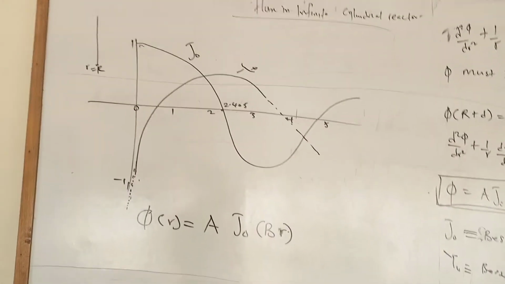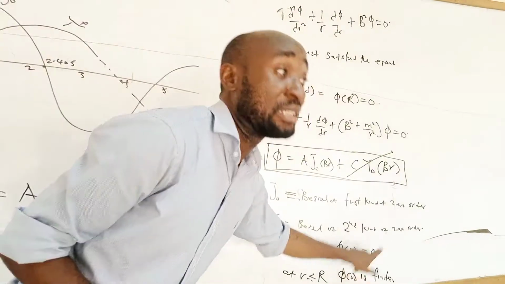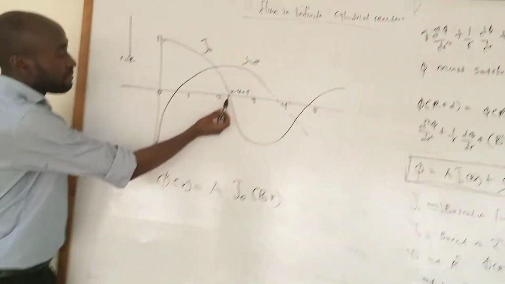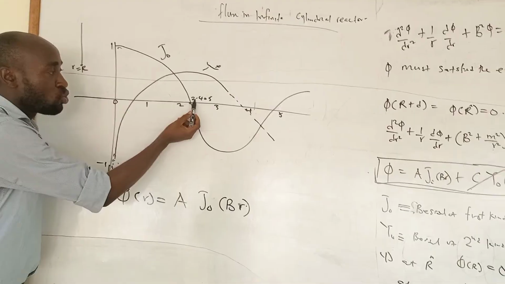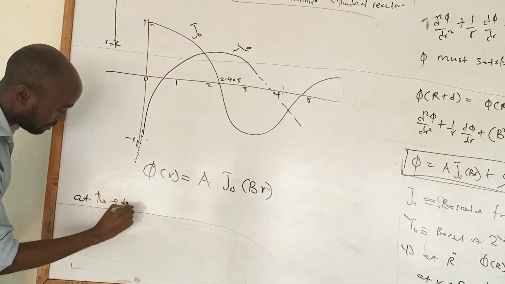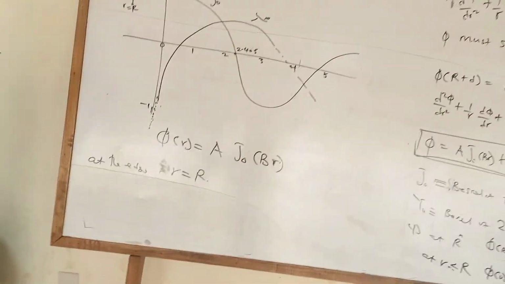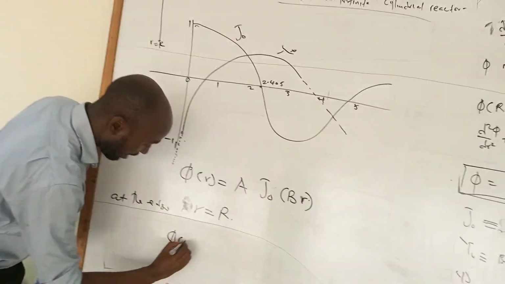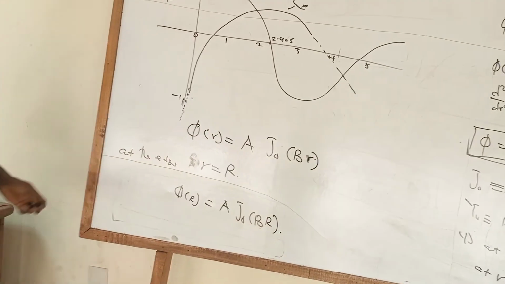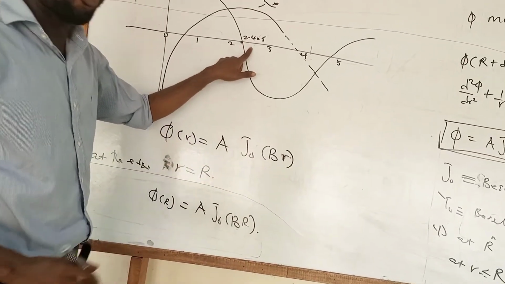Now, also at the extrapolated distance at the edge of the reactor, the flux must also be equal to what? Zero. We go back to the one that we are using. Do you have that? The Bessel function is only zero at what? 2.405. That means at the edge, small r will be equal to capital R. Am I right? That means at that point, phi of R will be A J naught B R, and B R will be equal to 2.405.